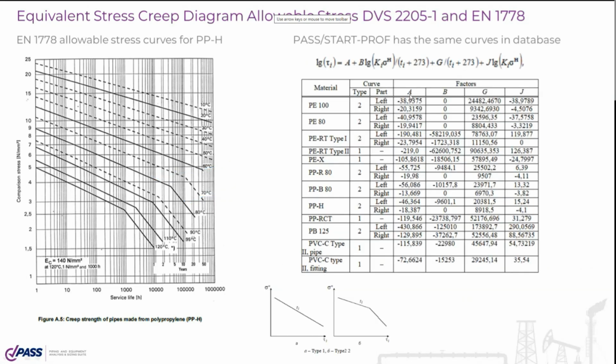And these are the values of those factors for different materials. For PE material, PP, PVC, and we also have some additional materials. For some materials we use both curves, left and right, but for some other materials we use only one curve. It depends on the code and on the material. So sometimes we use one curve, sometimes two curves.